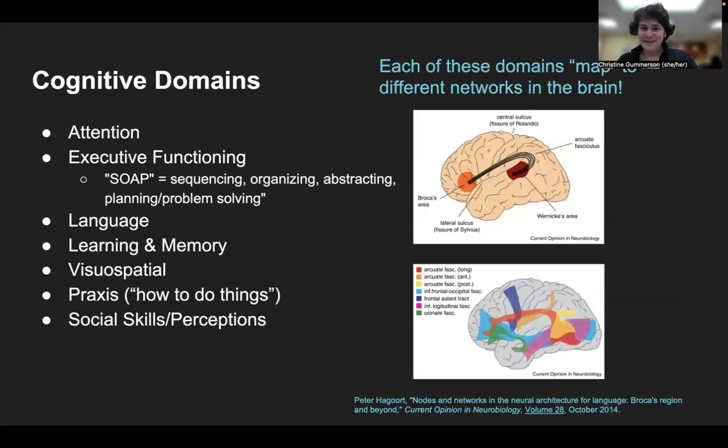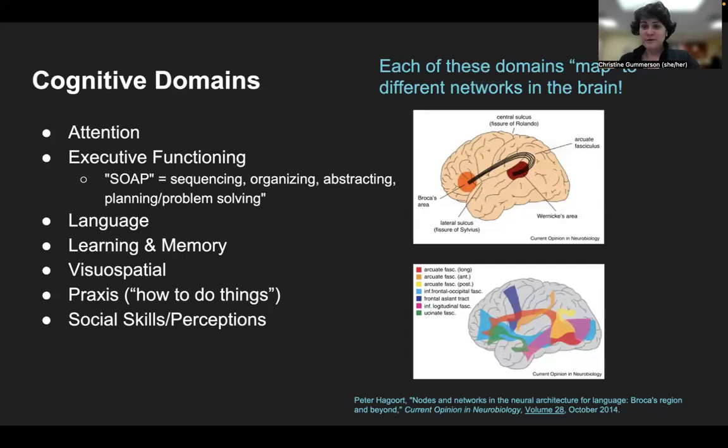Awesome, thank you. So one important principle, and we've already seen this a little bit talking about dopamine and substantia nigra, is that each of these domains map to a different part of the brain. So every function that our brains perform and express through our bodies tends to have a specific topography, or at least a specific network in the brain. And so that's true of cognitive domains.